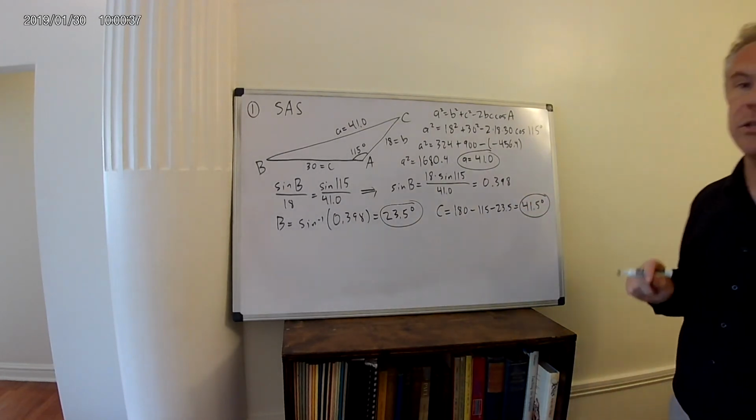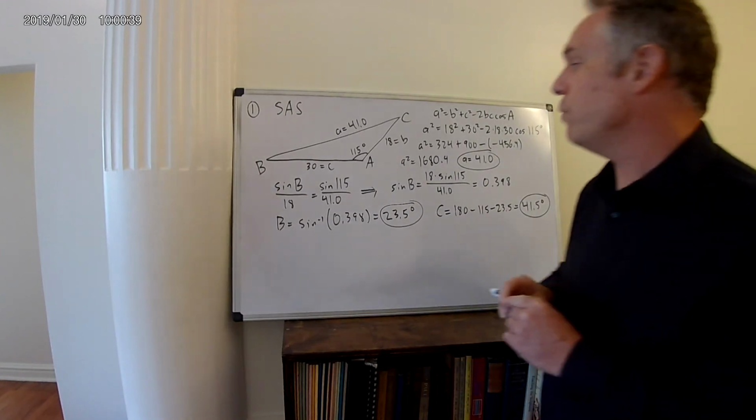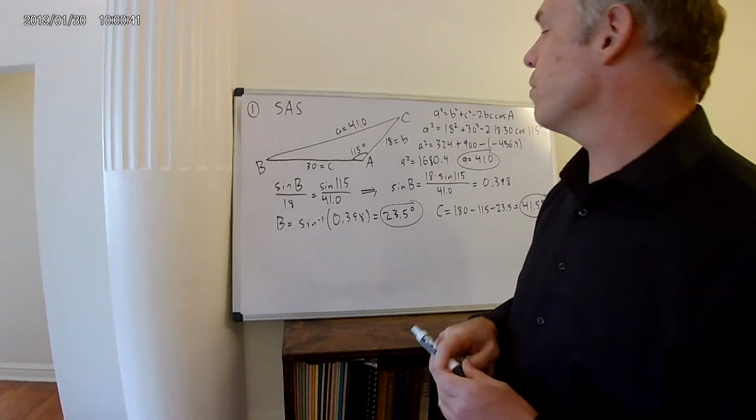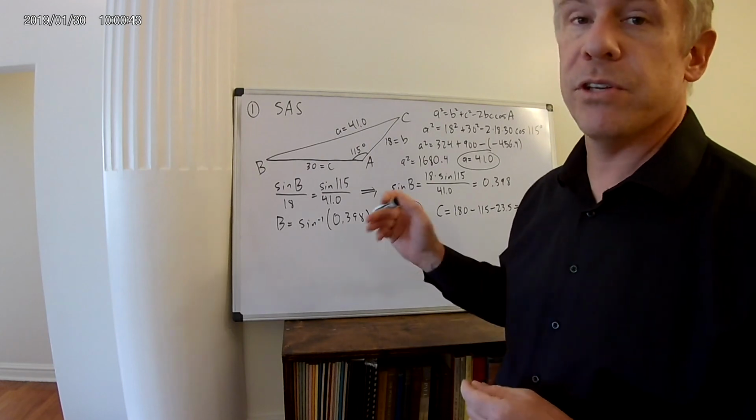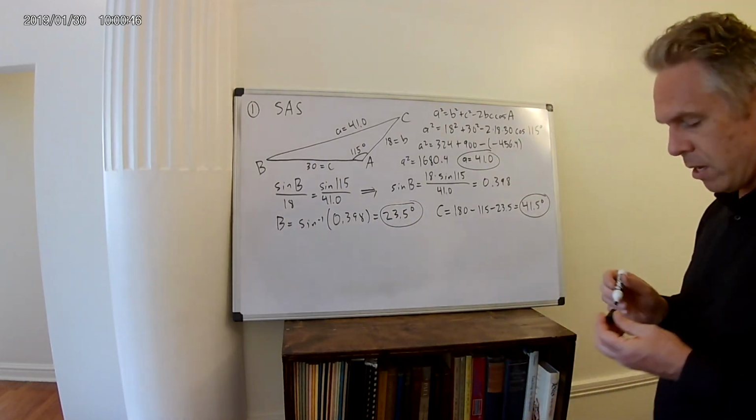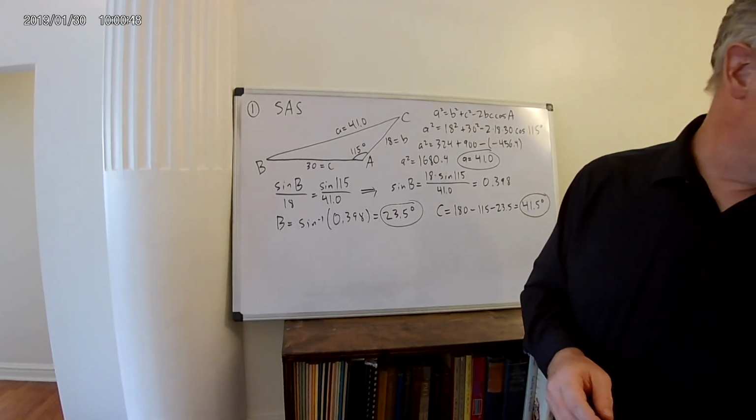And now we've completely solved this SAS triangle. Again, we had 3 unknowns, and we solved for 3 more things. We know all the angles and all the sides of this triangle. Okay, I want to do another example problem.